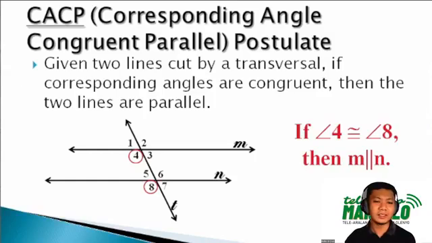What are other corresponding angles that you can identify so that we can conclude that line M is parallel to line N?